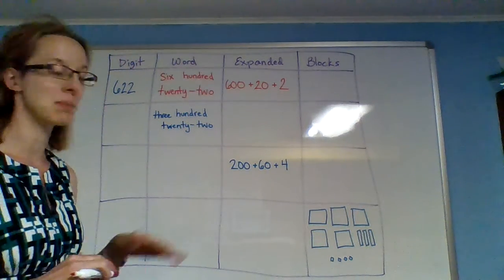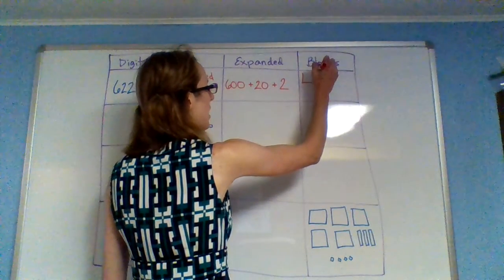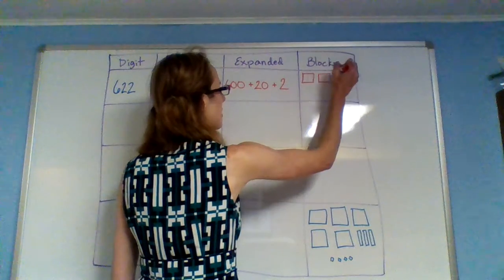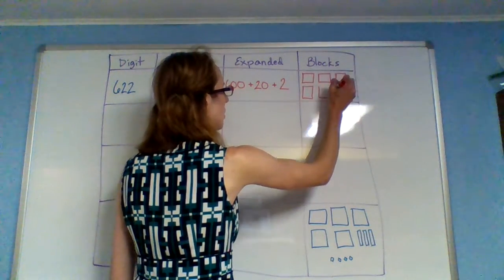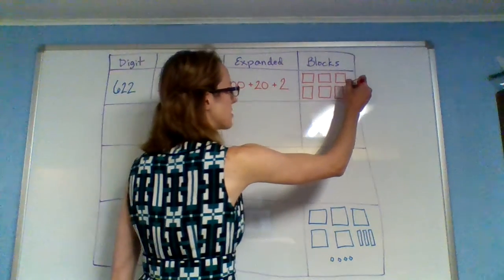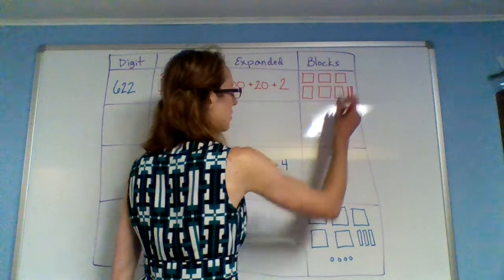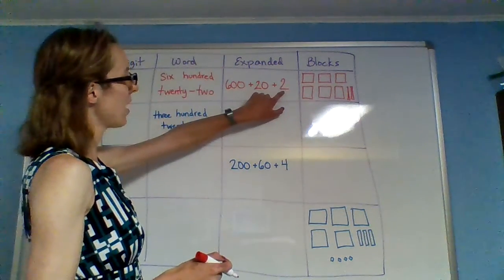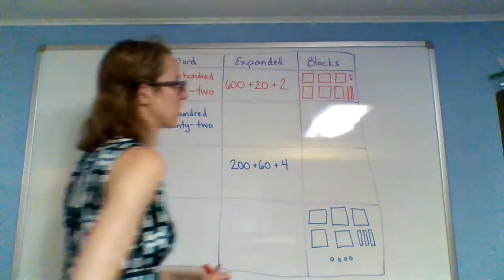To represent that in blocks, remember each of your hundreds is one of those flats. So I'm going to draw that as a big square. Each of your tens is one of those long, skinny guys. That first one was extra skinny. And each of your ones is just one of those little cubes.